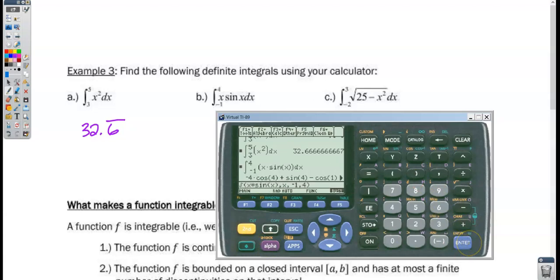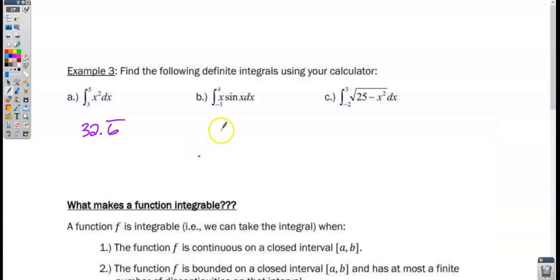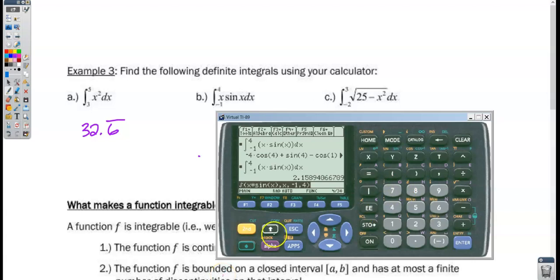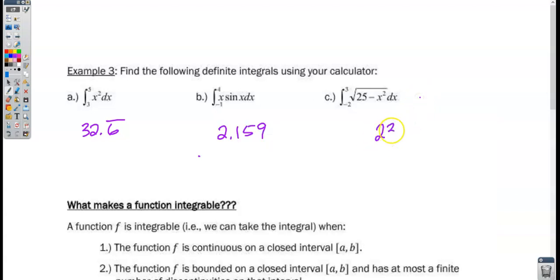Let me get a decimal here. Wow, that's taking longer than I thought. 2.159, 2.158, also acceptable. And the square root of 25 minus x squared with respect to x from -2 to 3. And we get 23.770.